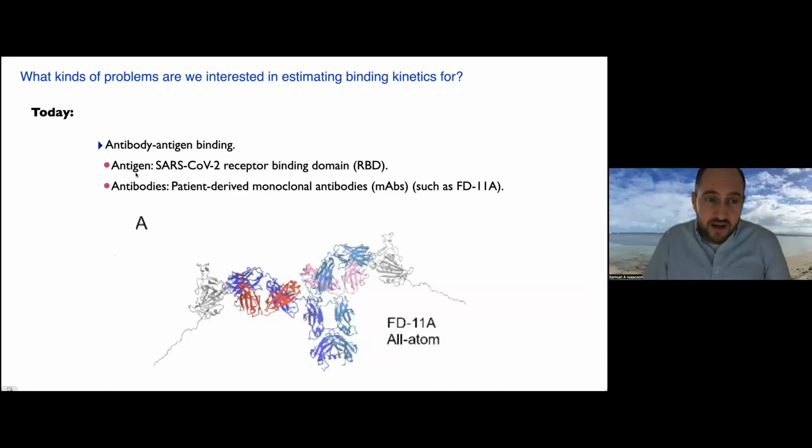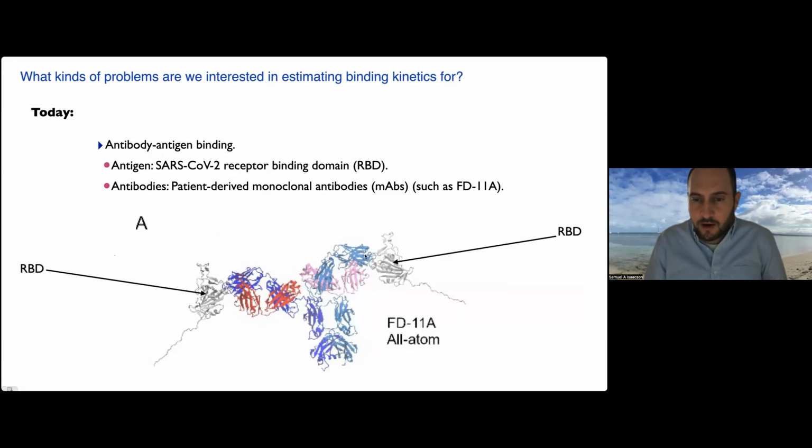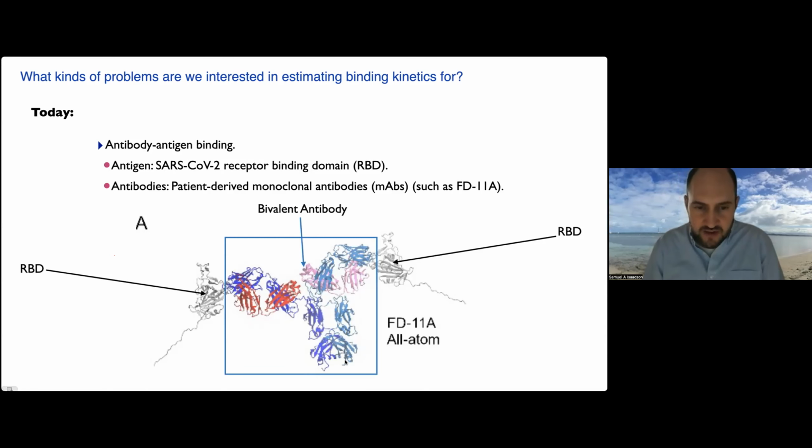For today's talk, the antigen will be the receptor binding domain of COVID. And the antibodies, like I said earlier, will be patient-derived monoclonal antibodies. Here is a picture of a single antibody bound to two RBDs. If you don't know antibody biology, they have two binding sites, and we'll think of them as independent and identical. Here the FD11A is in the middle. That's the bivalent antibody, bivalent indicating that it has two binding sites. And then here you see the RBD bound to those sites.